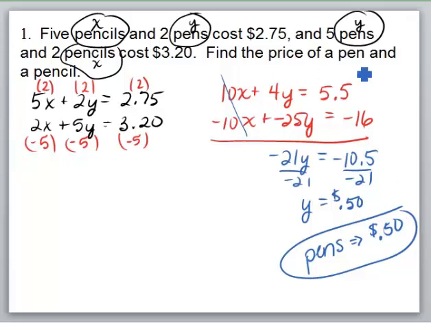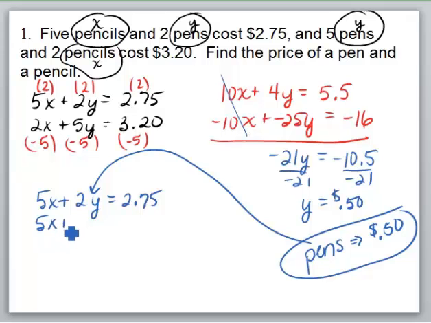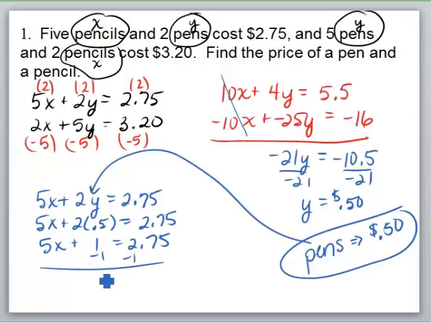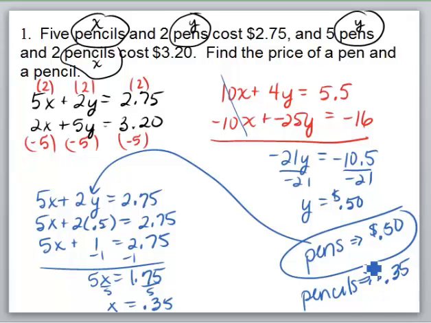Now I'm supposed to figure out the price of the pen and the pencil, so I need to take that value and plug it back into the first equation. The pens are the y values, so I'm going to do 5x plus 2 times 0.5 equals 2.75. 5x plus 1 equals 2.75. Subtract 1 on both sides. 5x equals 1.75. And then divide by 5 on both sides, and x is 35 cents. So that means my pencils cost 35 cents each.